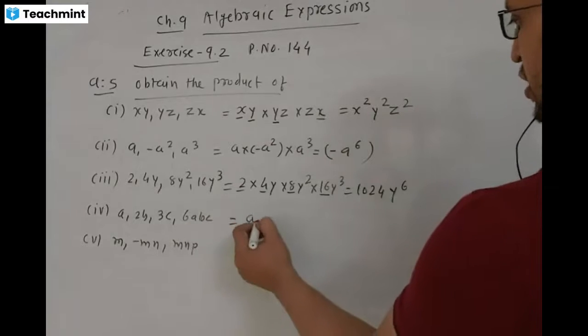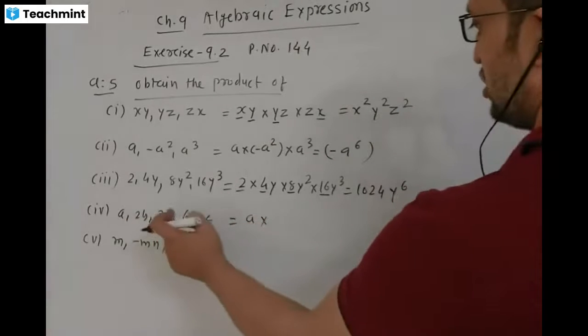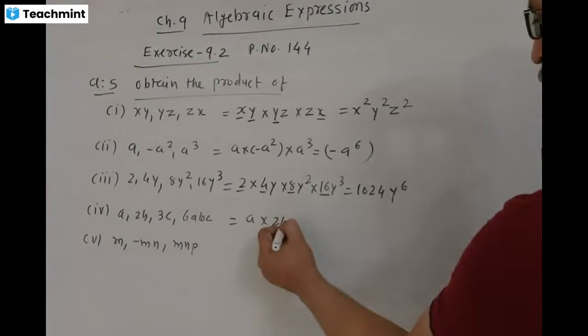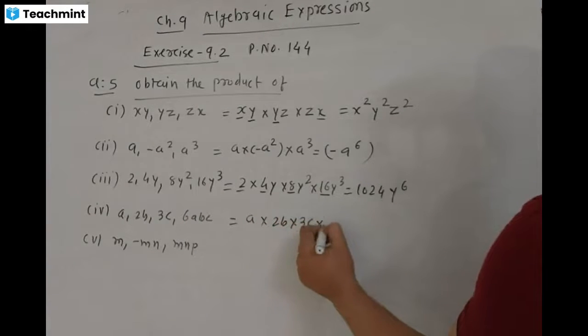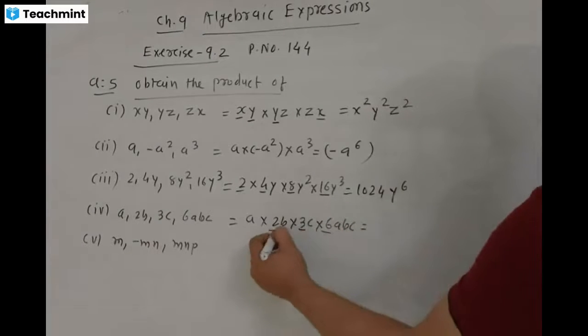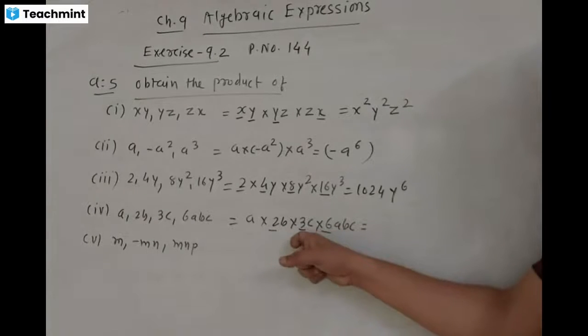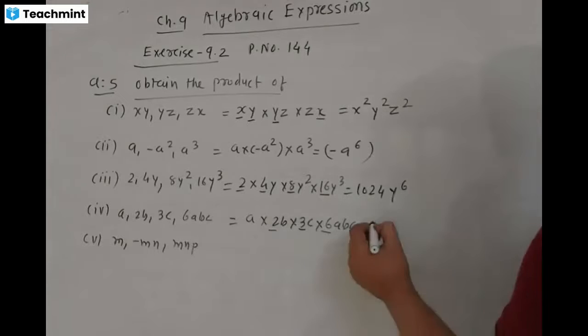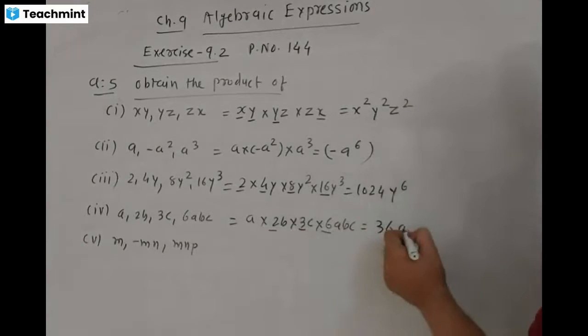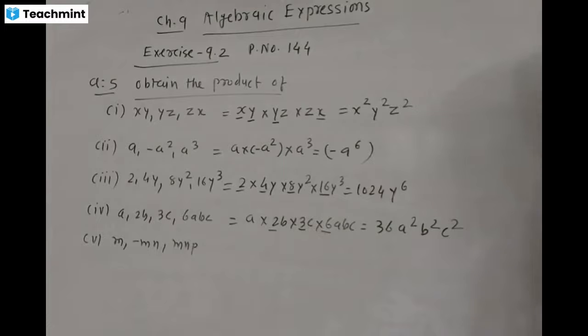Similarly a, 2b, 3c and 6bc, there are 4 terms. Multiply a multiply 2b multiply 3c multiply 6abc. First constant term multiply with constant term. 6 3s are 18, 18 2s are 36. A, how many times a? A into a square. How many times b? B into b square, and c into c square. 36a square b square c square.